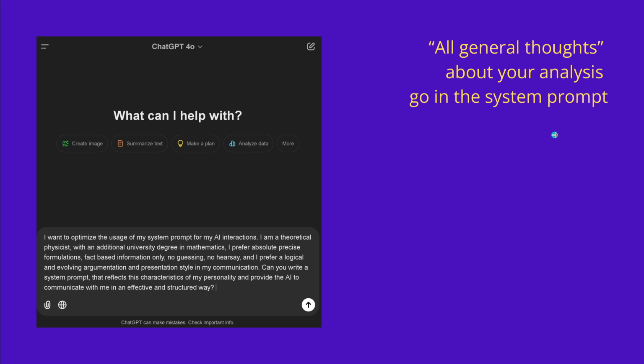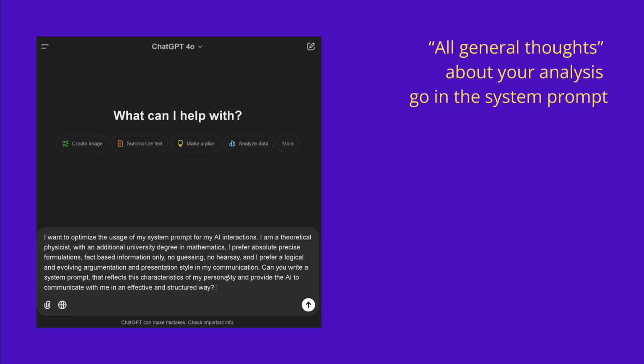How do you do this? I'm a simple person, so what I do, I just go to the AI and say, hey, buddy, I want to optimize the usage of my system prompt for my AI interaction, so my interaction with you. And I have to give some information to the AI. The AI has to understand what kind of person you are. How do you expect me to answer you? Therefore, I say now, in my words, I don't think about it, I just type. I'm a theoretical physicist, I have some ideas about mathematics, I prefer precise formulation, fact-based information only, no guessing, and I prefer logical and evolving argumentation in the complexity, and a similar representation style in my communication.